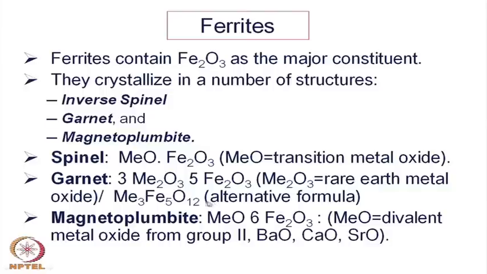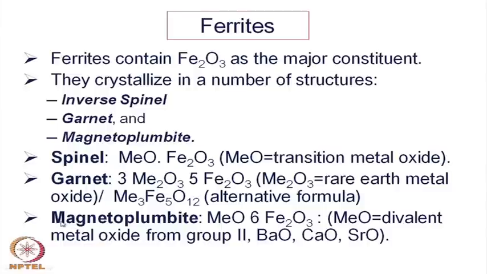So, the alternate formula one sometimes writes is Me3Fe5O12. It is the same thing which has been written here, only here the total oxygen is 3 plus 15, that is 24, and here it is only 12. So, it is half of the molecular formula. These are the two ways of expressing the garnet structure. We will discuss a little bit more about that.